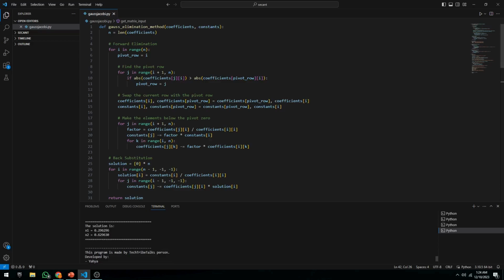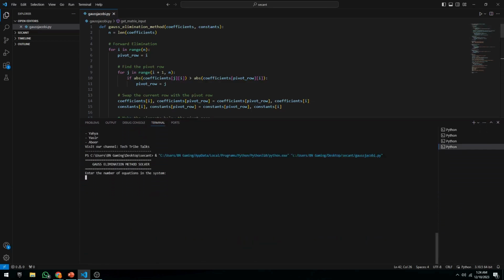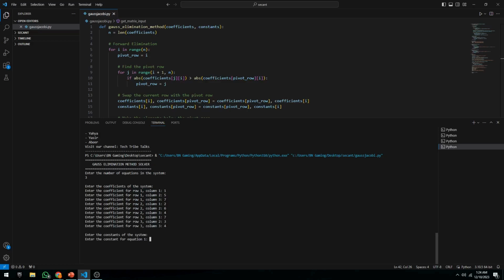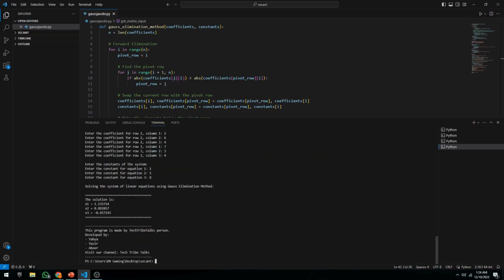Now let me show you this with a 3 by 3 matrix. So let me run the code again, and then we need a 3 by 3 matrix, so we'll write 3 here. And then for the first row we have 1 5 7, and for the second row 2 6 4, then for the third row 7 3 and 4. So the constants will be 1 5 8, and then it will give us the answer of x1, x2 and x3. x1 is 1.13, x2 is 0.89, and x3 is minus 0.65.